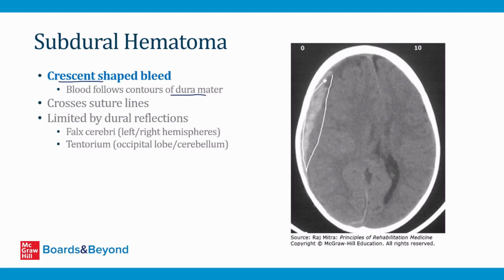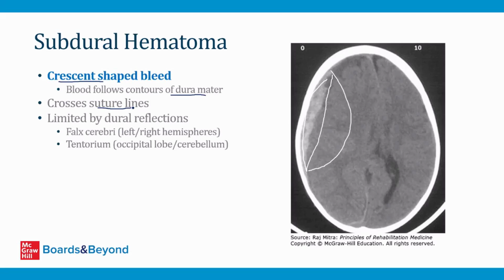It's described as crescent-shaped. Notice that it looks very different from the bulging outward bleed that we saw with epidural hematomas. And then also in contrast to epidural hematomas, subdural hematomas can cross suture lines. Remember, the suture lines are where the dura mater is firmly attached to the skull, and so epidural blood cannot pass those regions. That's different in subdural hematomas.